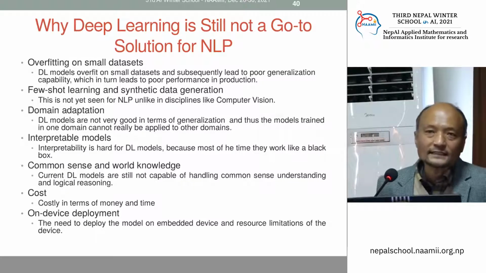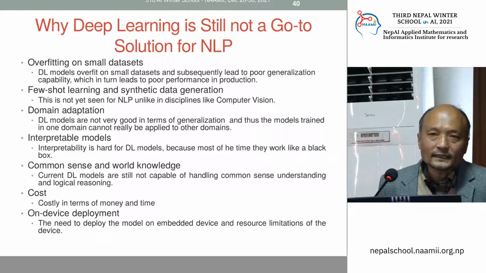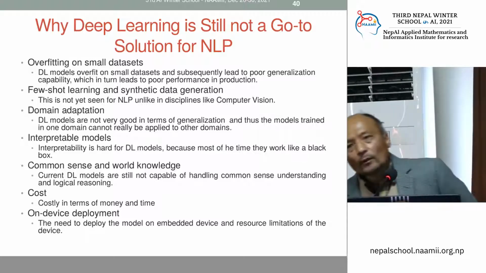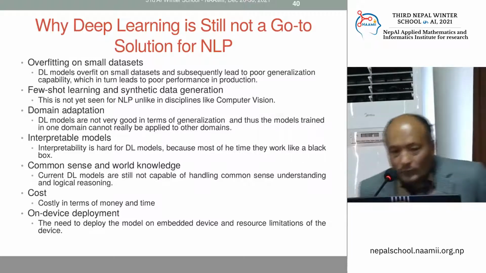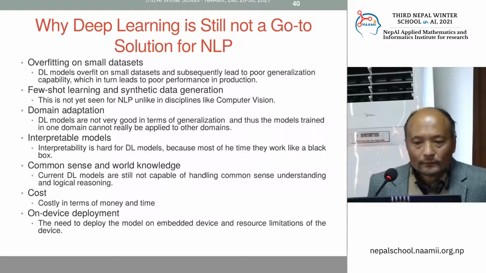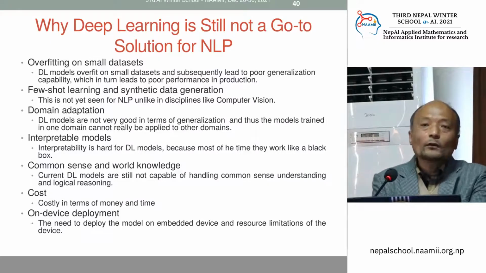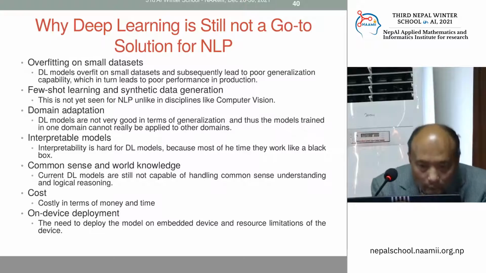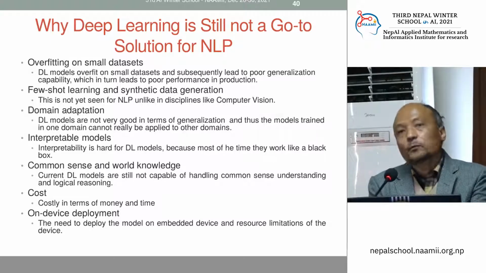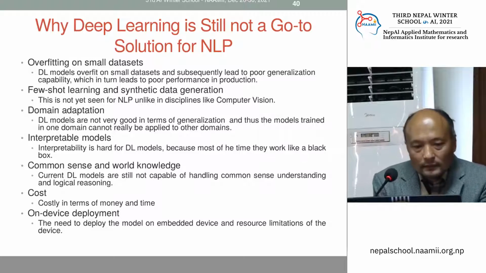Domain adaptation is another part. We have already noted that DL models are not very good in terms of generalization. So models trained in one domain would not necessarily work for other domains. So domain adaptation is a problem here.